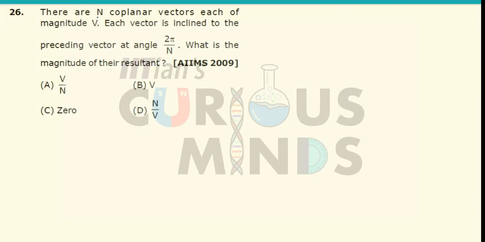There are n coplanar vectors, each of magnitude v. Each vector is inclined to the preceding vector, making an angle 2 pi by n. What is the magnitude of the resultant?